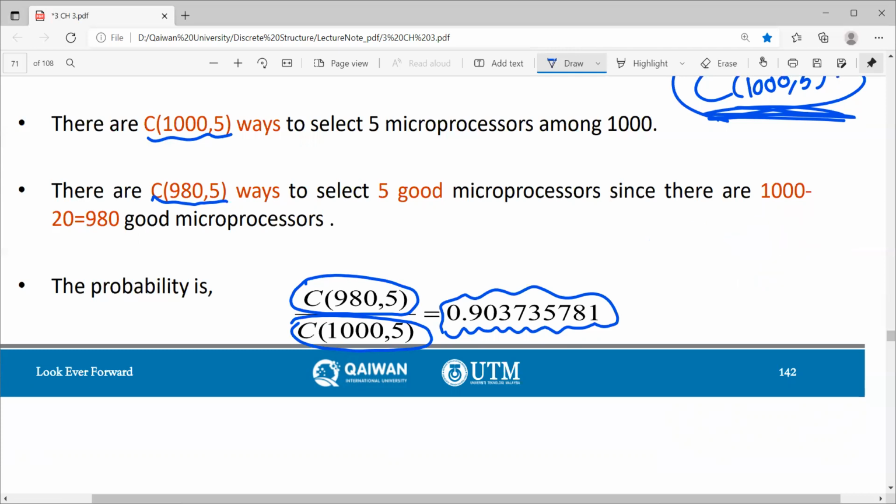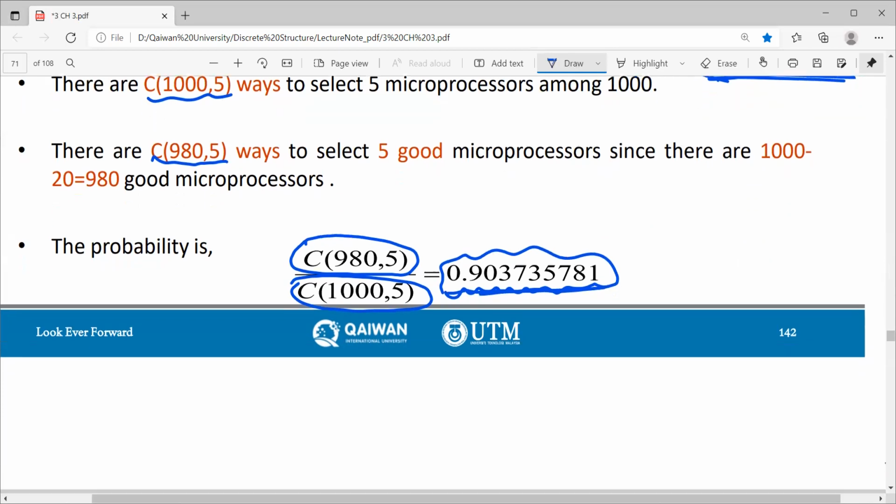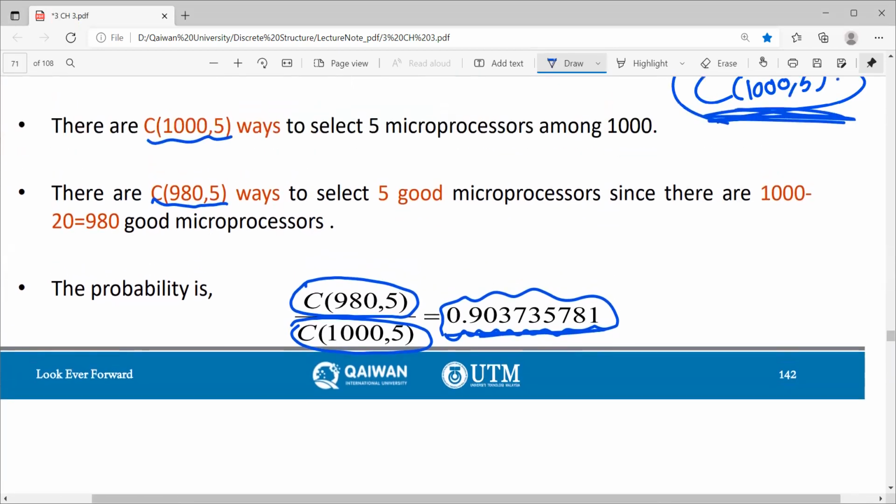Because here we choose or we take 5 microprocessors together. We take 5 together. That means here we should use combinations. Do you need to find this? Or it's easy? We talked about this before. We talked about combinations and permutations.